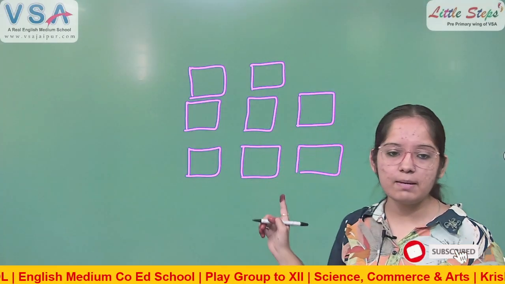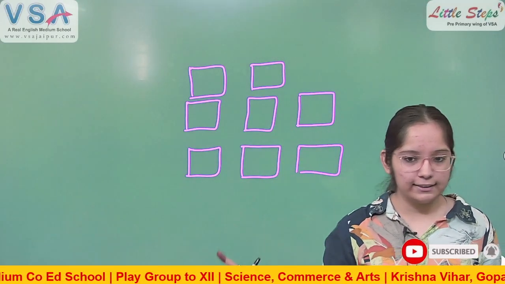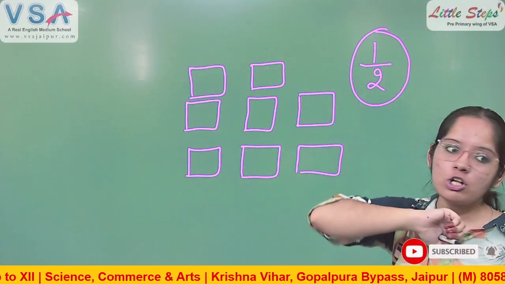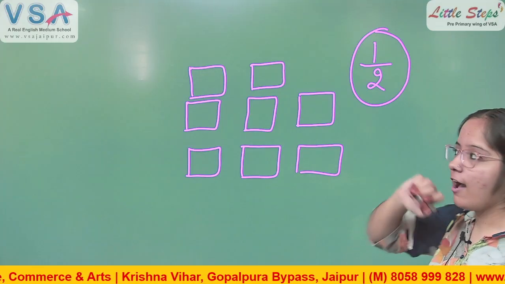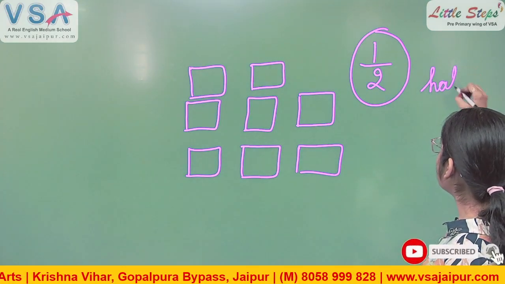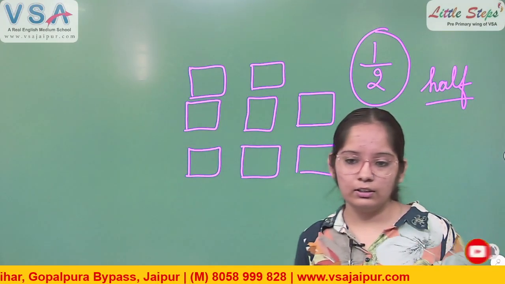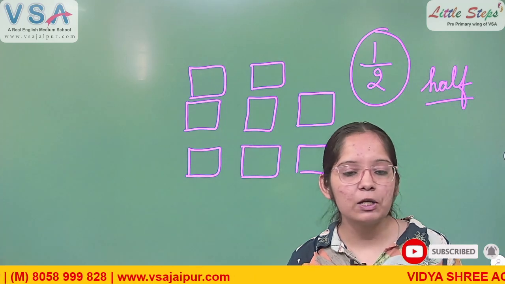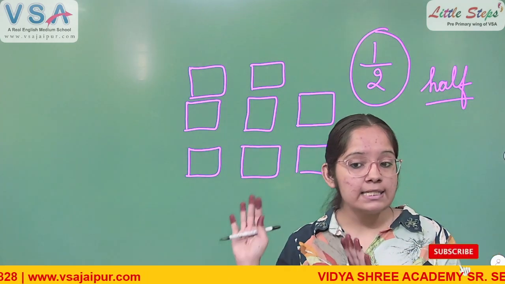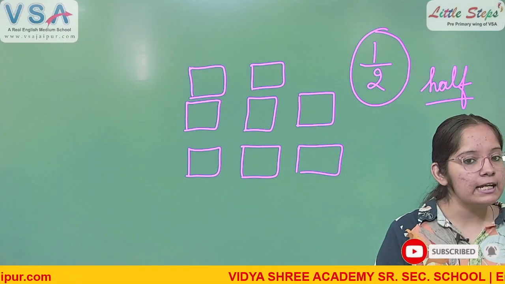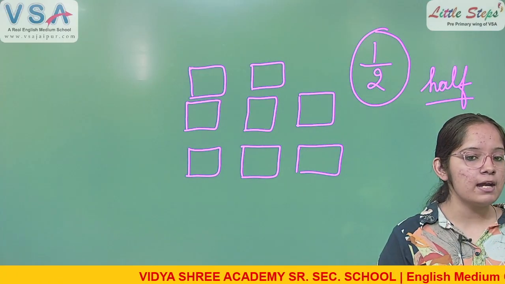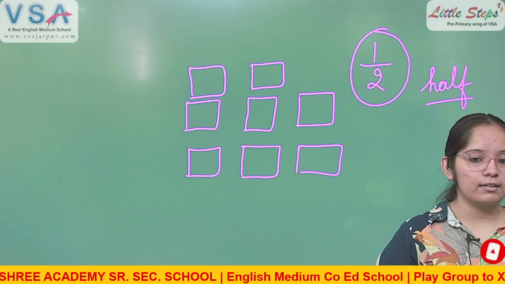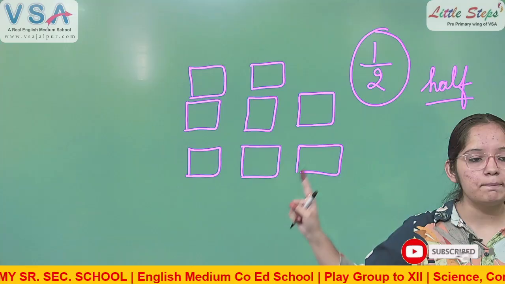Okay, this is a pattern. If we have to find 1 upon 2, which is also known as half, of the collection, what will it be? What will be the half of this collection? What does half mean? 1 upon 2. So into how many equal parts do we have to divide the whole? 2 equal parts. Yes, it's right. So what will be the answer?